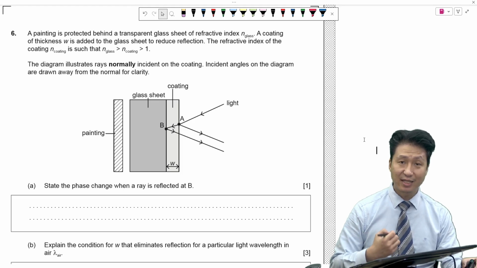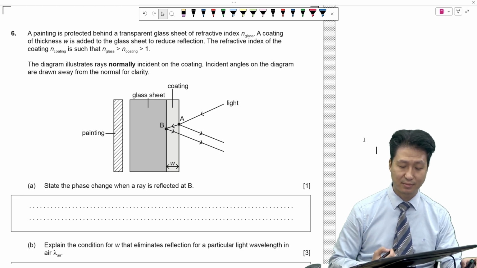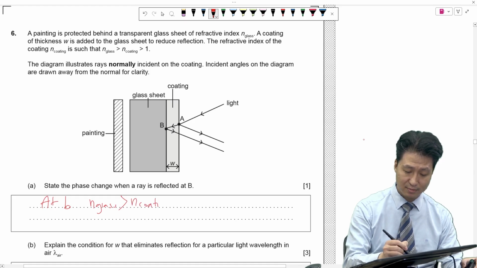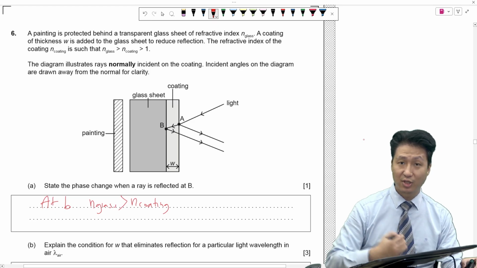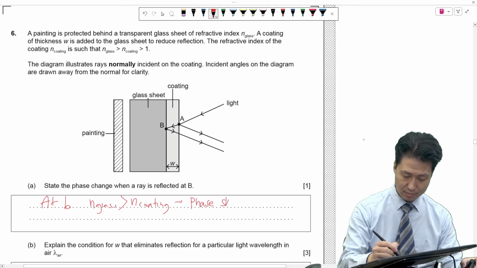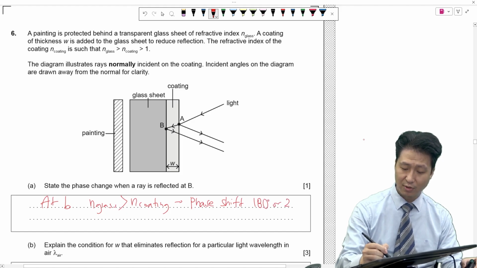Part A, state the phase change when a ray is reflected at B. So at B, the refractive index of the glass is greater than the refractive index of the coating. So there is a phase shift of either 180 degrees or pi radians.